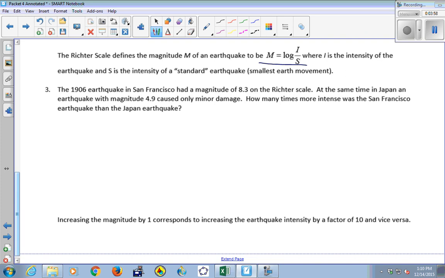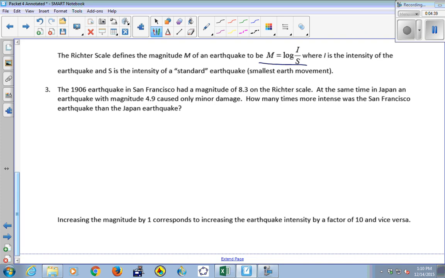Okay, so the 1906 earthquake in San Francisco had a magnitude of 8.3 on the Richter scale. At the same time, in Japan, an earthquake with a magnitude of 4.9 caused only minor damage. Now, because we're used to seeing Richter scale numbers, we know 8.3 is a much worse earthquake than a 4.9. But just thinking about the size of those numbers, 8.3 doesn't seem that much bigger than 4.9, right? But the way the Richter scale works, those are very far apart, actually. So the question is, how many times more intense was the San Francisco earthquake than the Japan earthquake?